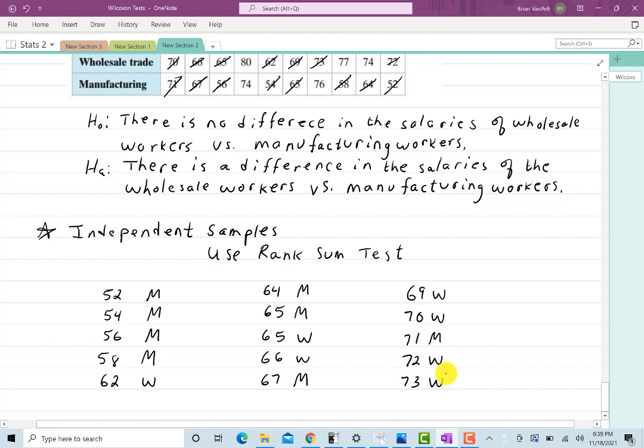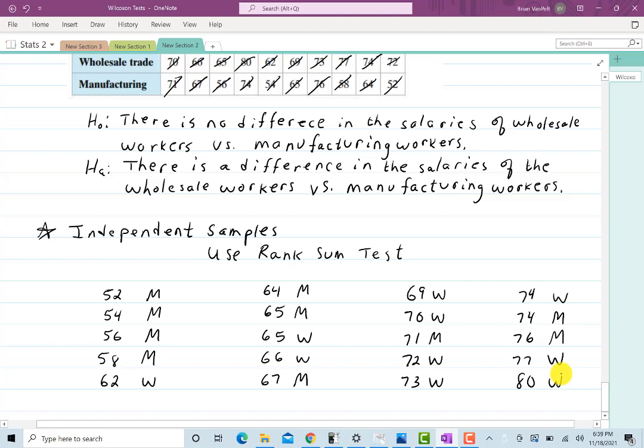And then let me move on to the final one. 74 is what I have next. And I actually have it twice. I have 74 from the wholesale and 74 from the manufacturers. So let me slice those off. Then I have a 76, which came from manufacturing. Slice that off. Then I got a 77 from wholesale, and then an 80 from wholesale.